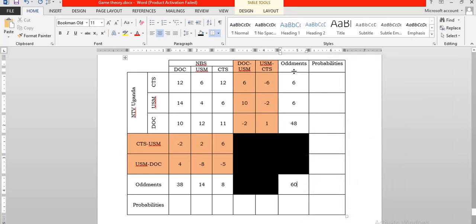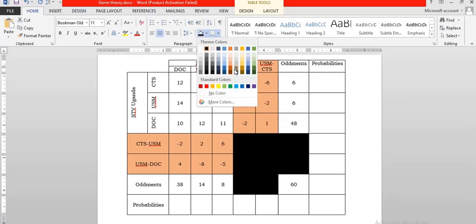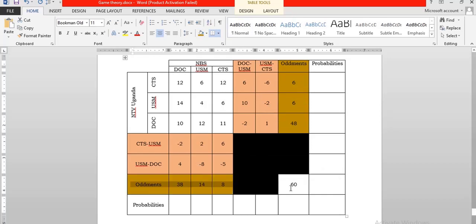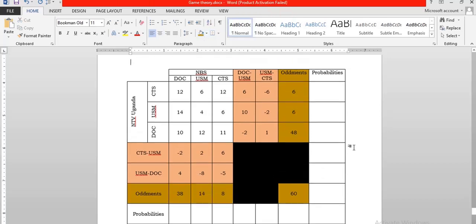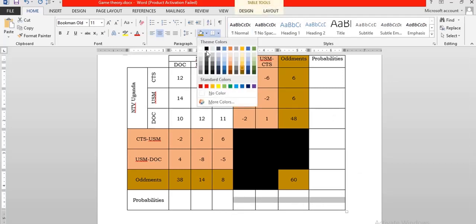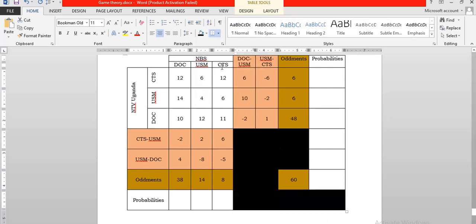These are the probabilities, of course. So these are oddments, not probabilities, but oddments. So I'm going to put that golden color. There we go, golden color. These are all related, so we have something like that. And now we're going to compute probabilities. Probabilities will be for each section. So we're going to shade off this one as black. We don't need this part here, so shade it as black. Also this one we're going to shade it as black.